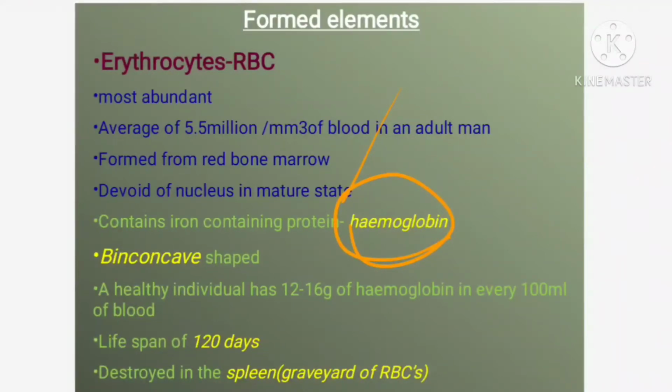This hemoglobin is helping in transport of the gases from one part of our body to another, right. So, that is oxygen and carbon dioxide. They are biconcave in shape. I told you biconcave. So, this is biconcave. Okay, this side also, this side. So, biconcave in shape, and a healthy individual has 12 to 16 grams of hemoglobin in every 100 ml. So, a healthy person will be having how much? 12 to 16 grams of hemoglobin.